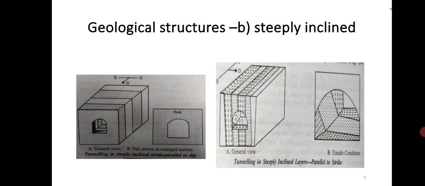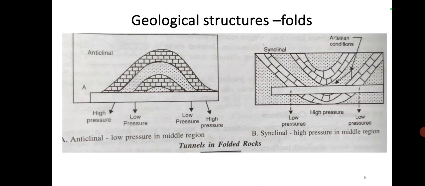Here in the first figure, tunneling in steeply inclined and inclined strata is parallel to the dip. So if tunneling is done parallel to the dip direction in steeply inclined strata, it is safe, and if it is parallel to the strike, then it is unsafe. Okay, so if it is parallel to the dip, it is safe, and if it is parallel to the strike, it is unsafe.